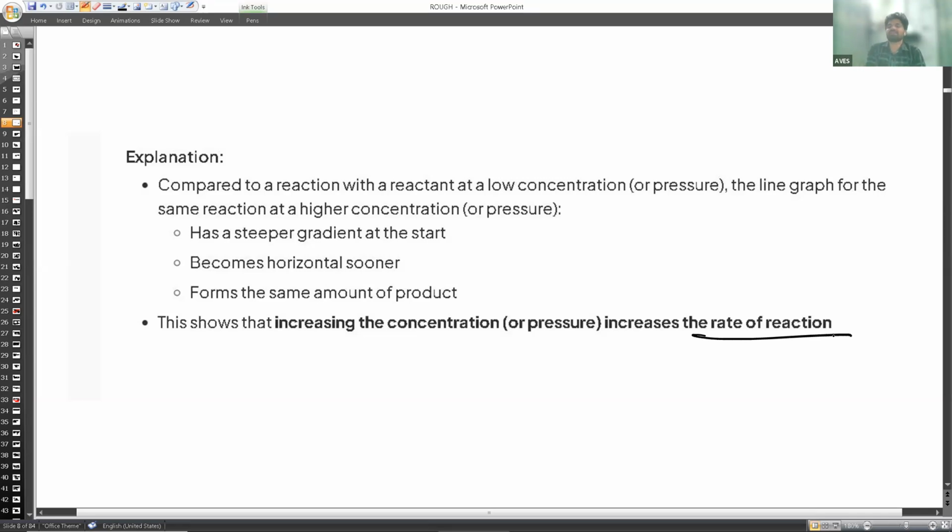So indirectly, we can say that on increasing temperature, pressure, and concentration, all the three things, the rate of reaction increases. So note it down, please, fast. Note it down.